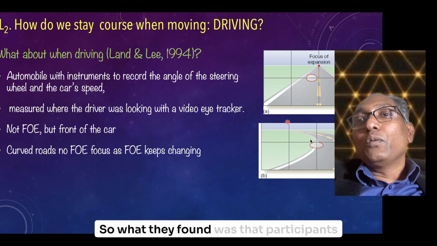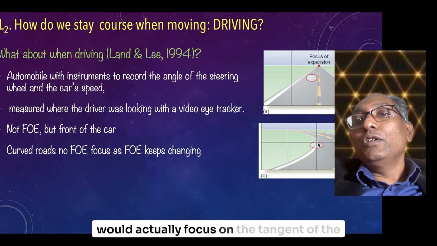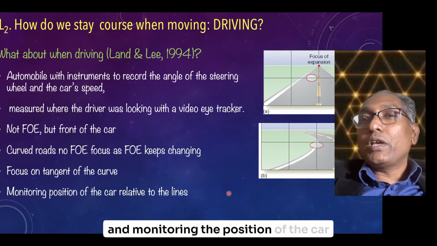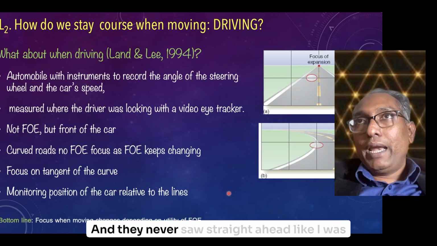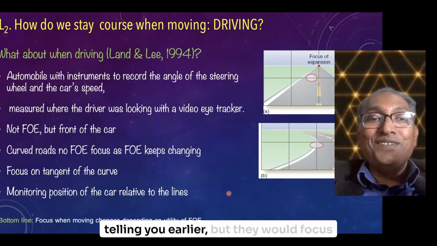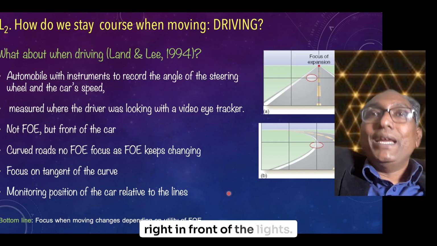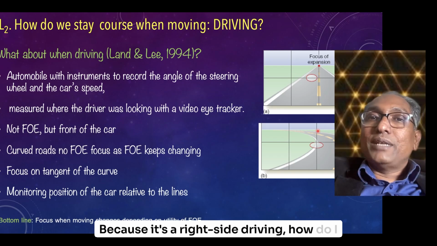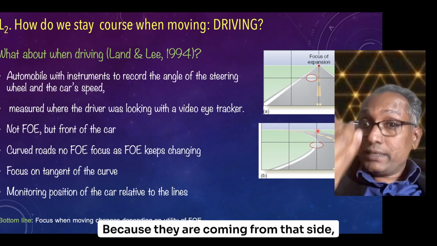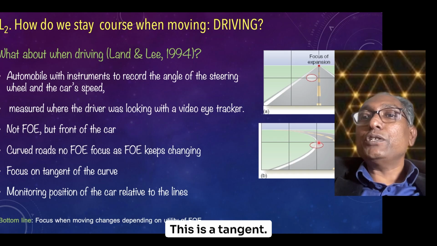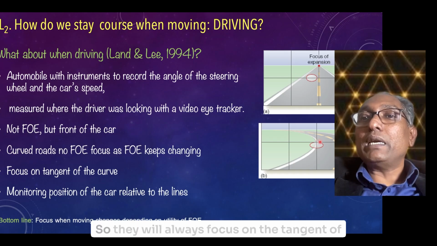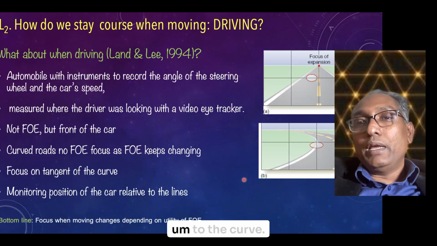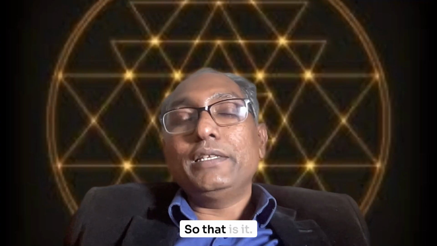So what they found was that participants would actually focus on the tangent of the curve and monitor the position of the car relative to the line. They never looked straight ahead, like I was talking about earlier, but would focus right in front of the lights. Because it's right side driving, they would focus here. This is a tangent. If they're coming from this side, this is right side driving, so they will always focus on the tangent of the curve on the right. So they're focusing on the relative motion to the curve. So that is it.